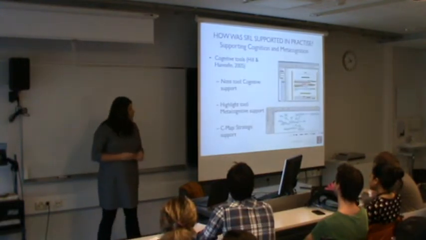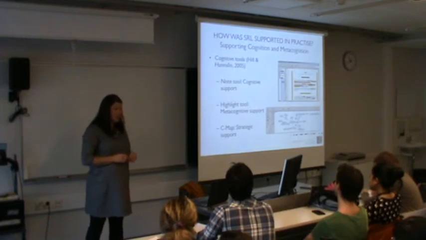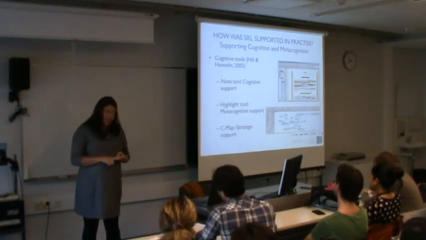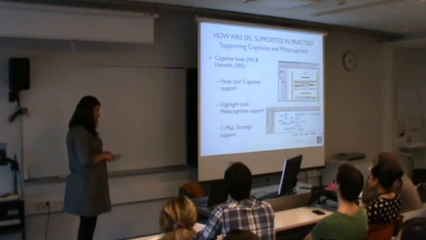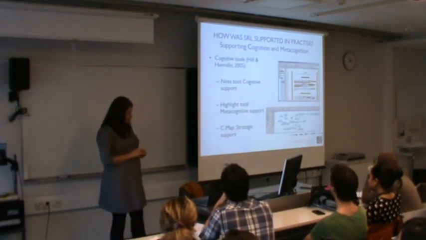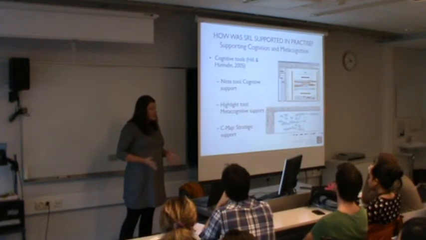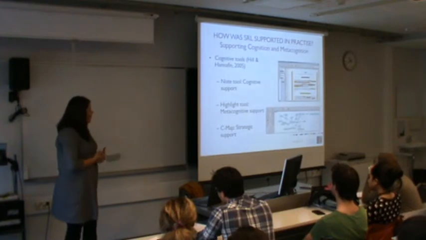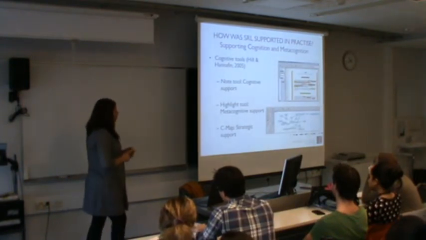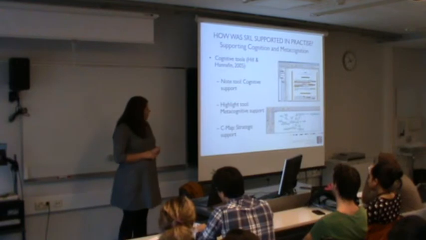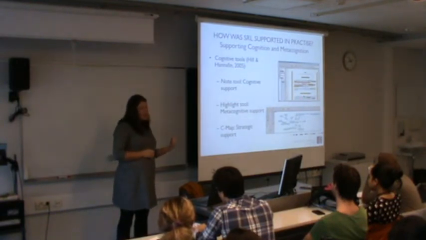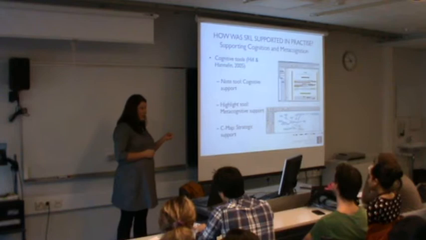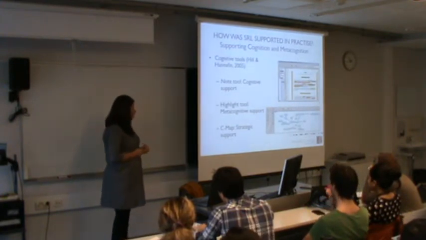So, in practice, think about the target group was elementary school students. They hardly know how to use any types of learning strategies. So G-study was a perfect tool for that age group of students to practice strategy use. And these types of tools that were embedded in G-study can also be considered cognitive tools: the note tool, highlight tool, and concept map tool.